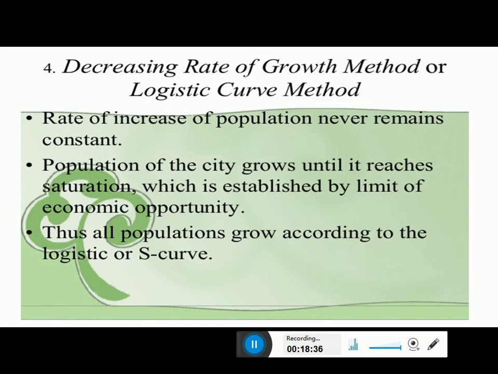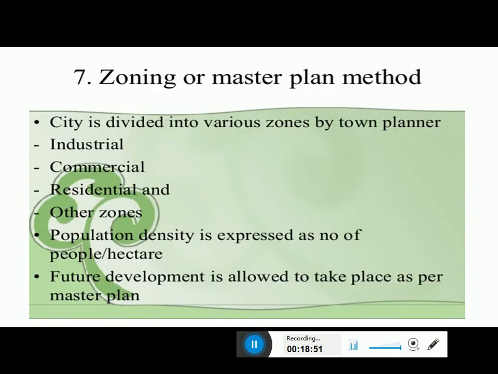So this is also called the decreasing rate growth method or logistic curve method, which we have studied. It takes the S-shaped curve. Once you solve any example on this, you will understand the usage of the method properly. So the zoning or master plan method, thus we have studied.